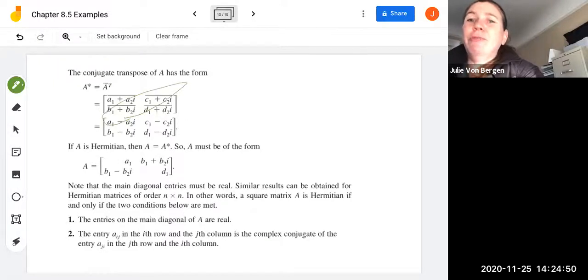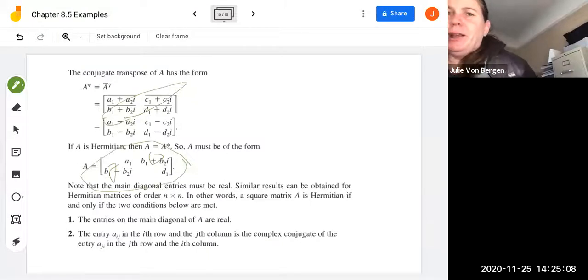And so if A is Hermitian, then it has to be in this form for a 2x2 matrix, where you've got the off-diagonals with the same constants, but a difference in sign for the conjugate to change. And then the main diagonals are just A1 and D1, because those have to have only real entries. Otherwise, the conjugates would change. So notice that the main diagonal entries must be real. Similar results can be obtained for Hermitian matrices of order n by n.